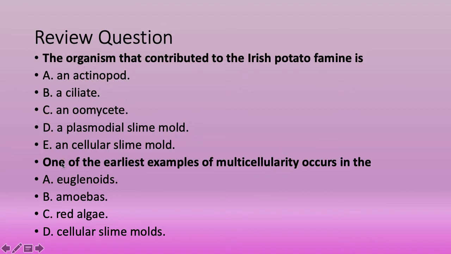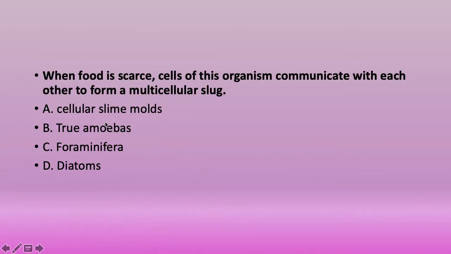It was the Oomycetes. One of the earliest examples of multicellularity occurs in that would be D, cellular slime molds. Next review question. When food is scarce, cells of this organism communicate with each other to form a multicellular slug. That would be A, cellular slime molds.